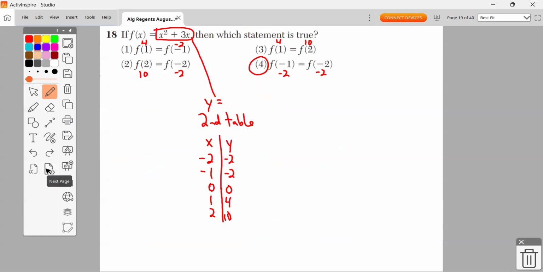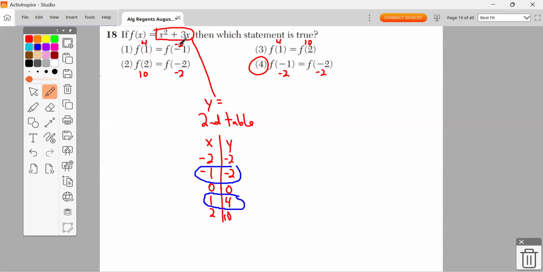In question number 18, if f of x equals x squared plus 3x, then which statement is true? I would type that equation into my y equals and hit second and table. You could sub each one in by hand, but let the calculator do the work for you. And then I just put the answers right above each one just to compare them. So the f of 1, I look at my table, f of 1 is 4. So I just put a 4 there. The f of -1 is -2. So I just put a -2 there.